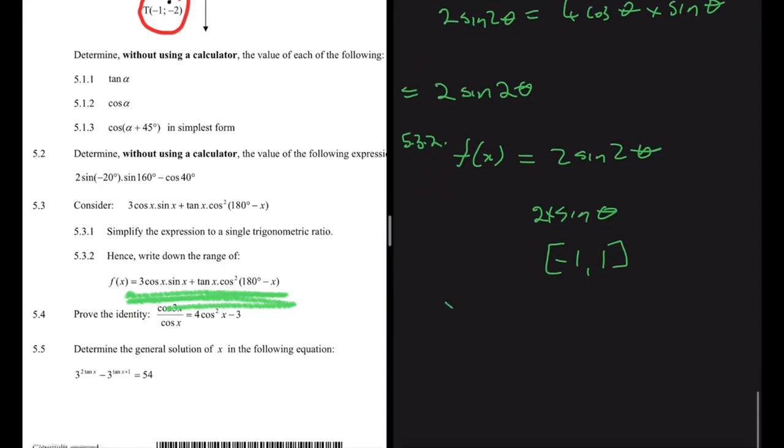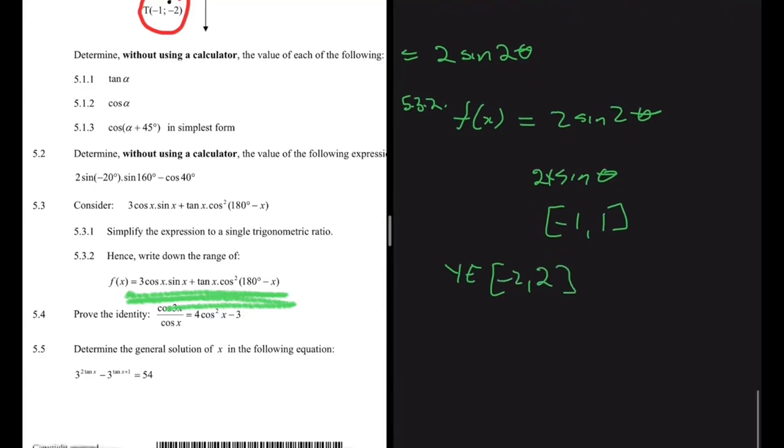So here we're going to have a range. Y will be an element of some -2 to some 2 then. And then we can move to 5.4.